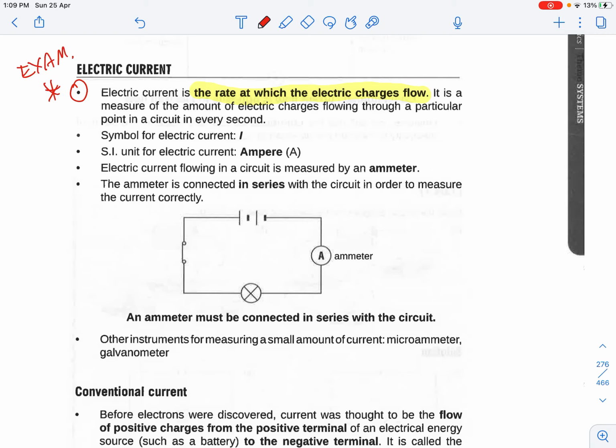So through this, if you want to find current, it will be the number of charges flowing over time. This is if you want to measure current. However, this formula is generally applied in upper secondary and not secondary 2 or 1. And what's the SI unit for electrical current? It is ampere, with a capital A.